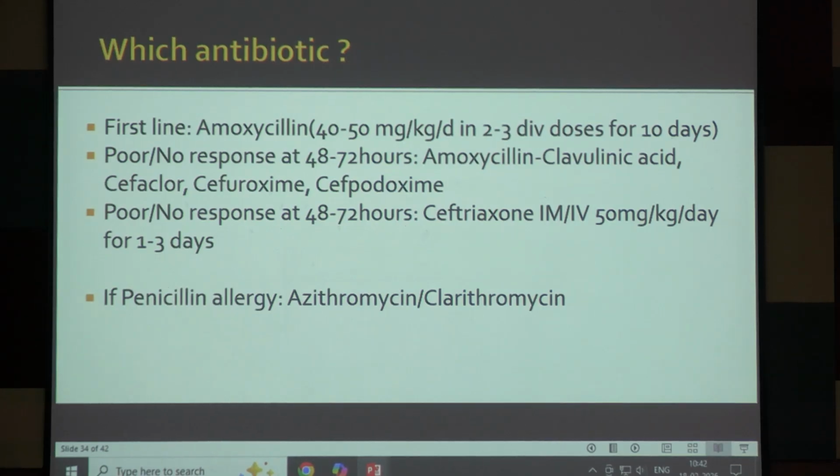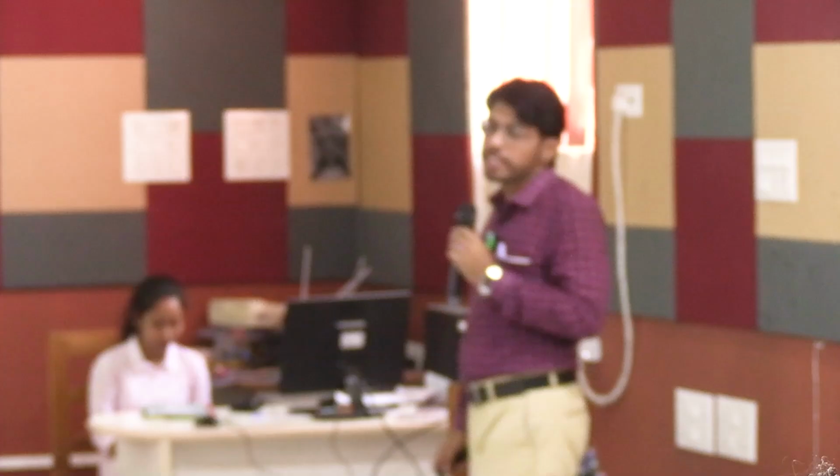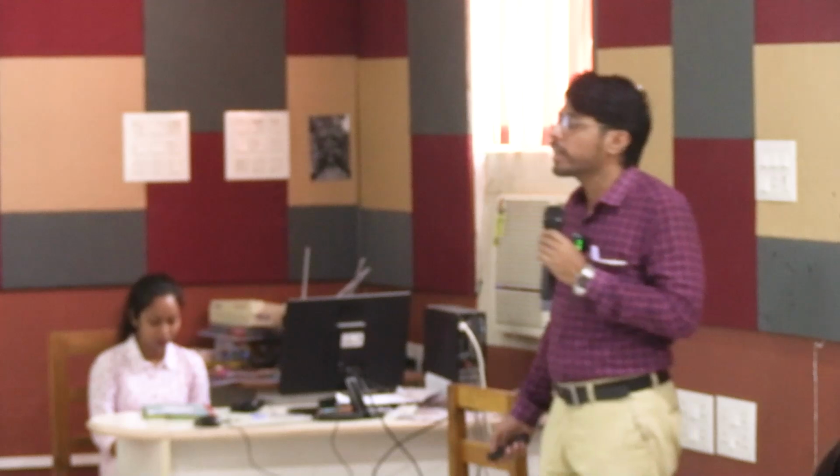Which antibiotic is to be prescribed? The first line antibiotic is amoxicillin, dose 40 to 50 milligram per kg per day in 2 to 3 divided doses. In the less than 2 years age group, the antibiotic is to be given for 10 days. But in the more than 2 years age group, we can give the antibiotic for 5 to 7 days.